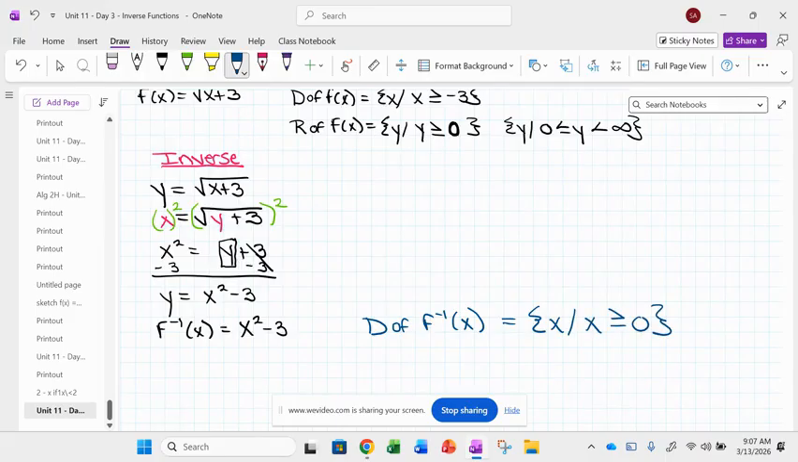A lot of students on the test will still write y. You can't write y for domain. Domain is always x. We're just using the numbers from the original range. And now the range of the inverse is the domain of the original. So now I'm going to put y such that y is greater than or equal to -3.